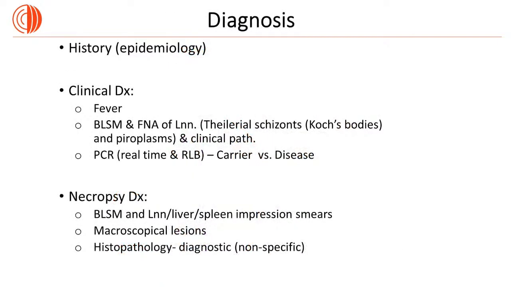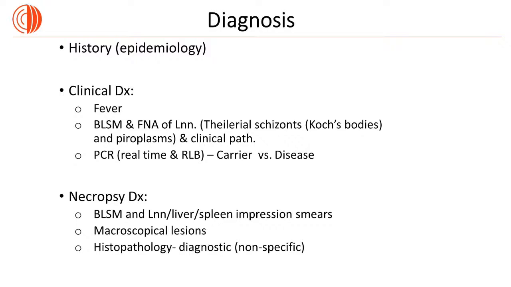So diagnostics, just to quickly, briefly run through that. Clinically, the animal has got a fever. Blood smear or fine needle aspirate of the lymph nodes is diagnostic, where we are looking for Theilerial schizonts. I will show you a picture of that now. And also then a PCR, and we would use a reverse line blot technique to in fact test for a whole host of different Theilerial species. Just to remember again the difference between finding the parasite, we know it's there, and whether the animal is clinically ill, that is important to differentiate.